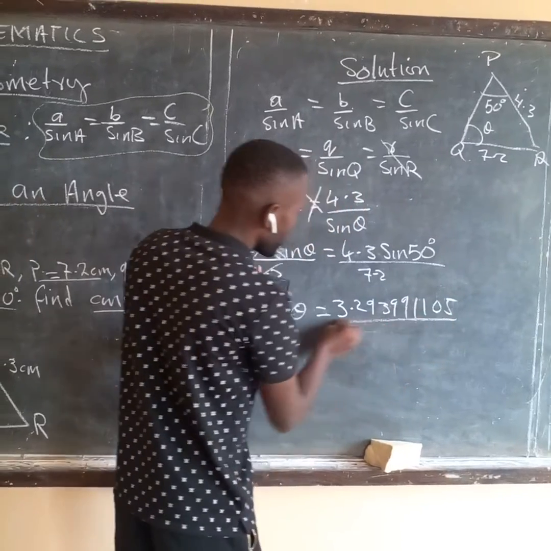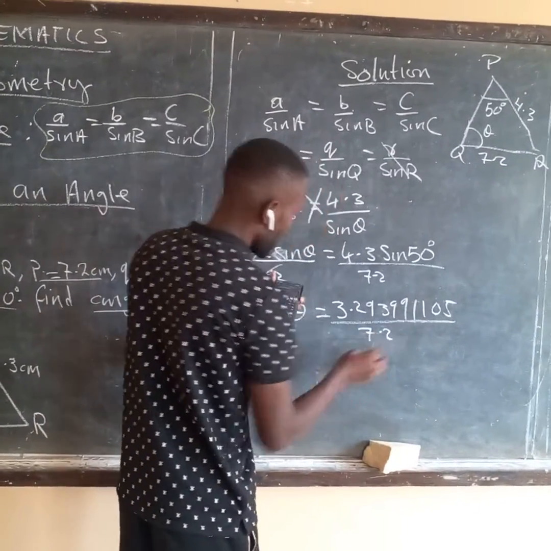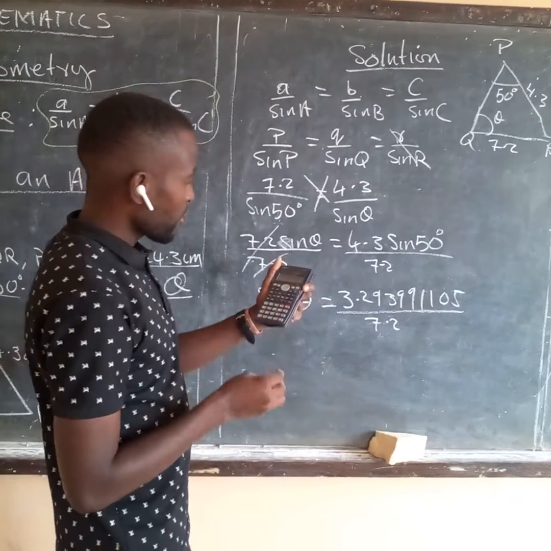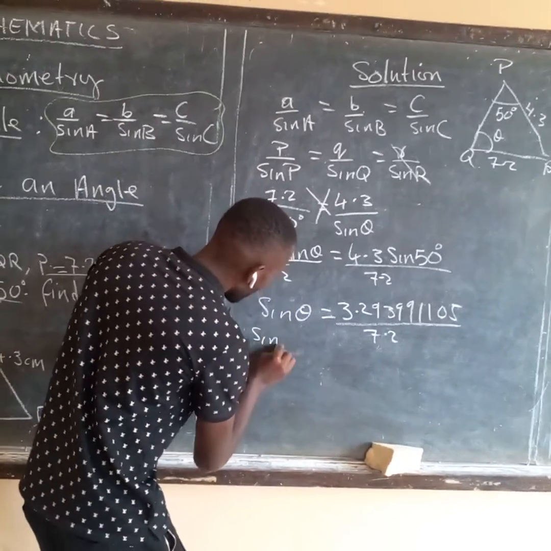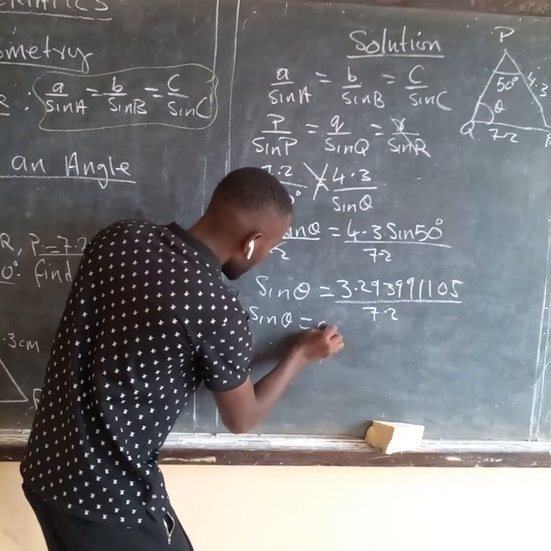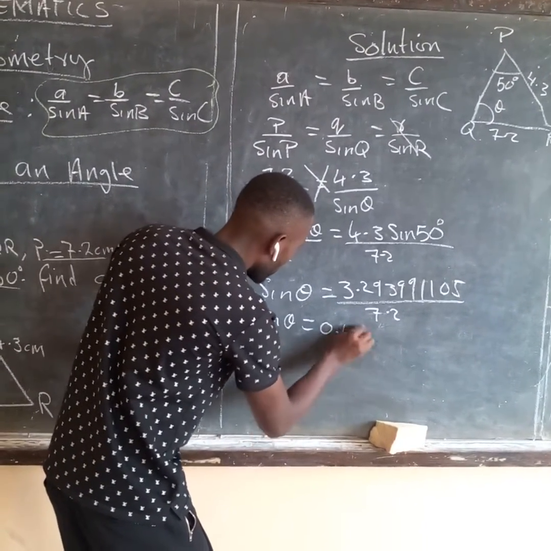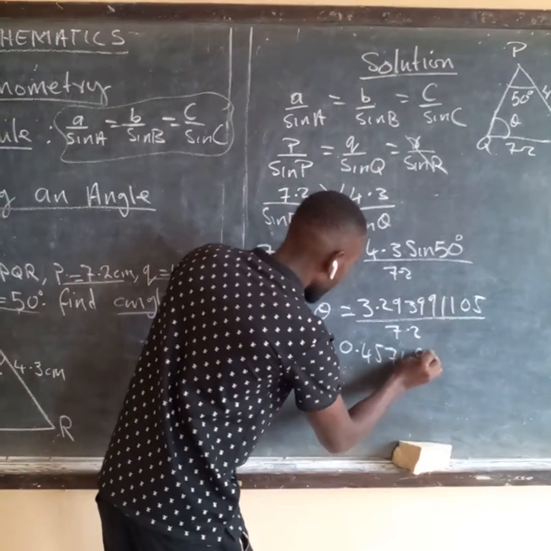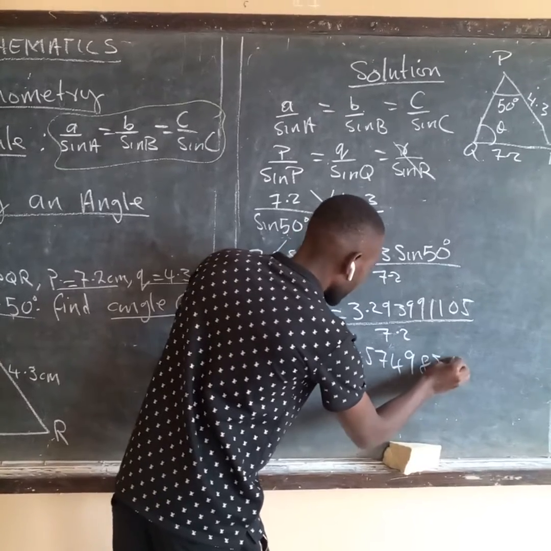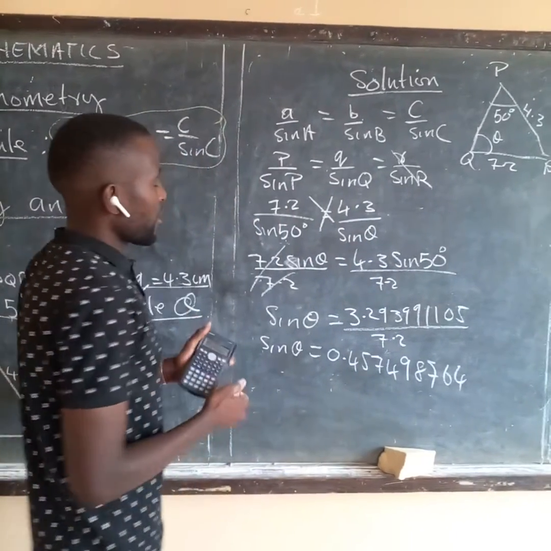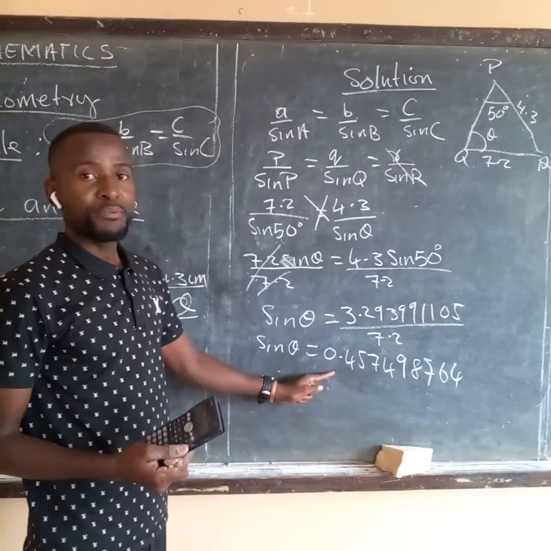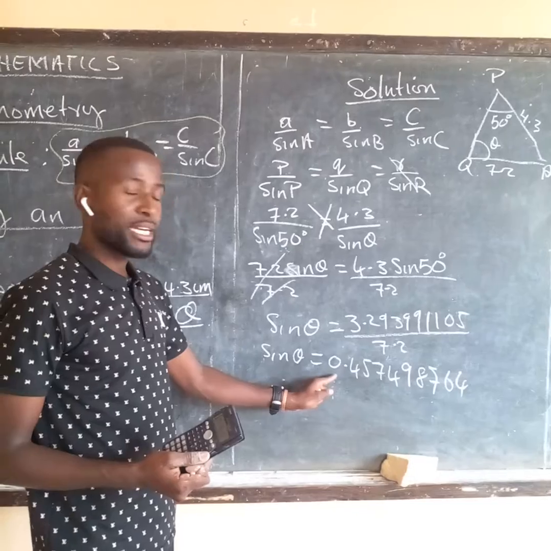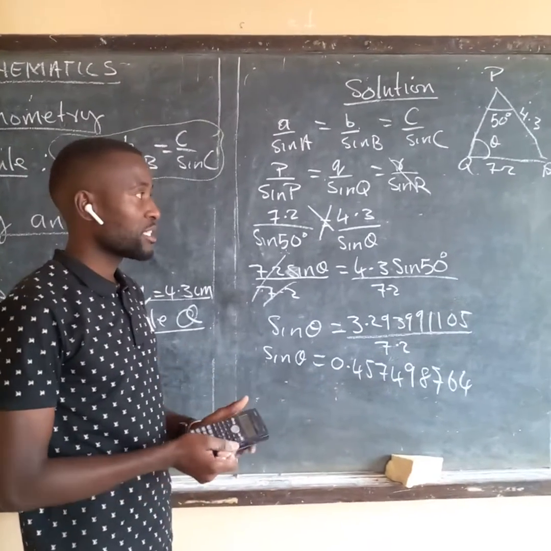3.293991105, and the whole of this we are dividing by 7.2. So when you divide by 7.2, you are going to have sine theta equal to 0.45749874. Now, this is not my angle, which is here. This is not the angle. The real angle should be a number greater than 0 this side. There's no 0 degrees angle.